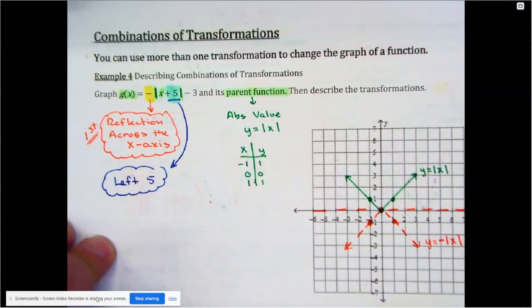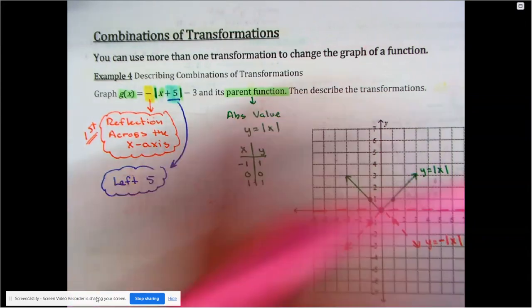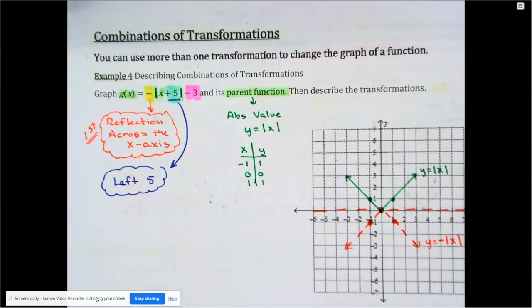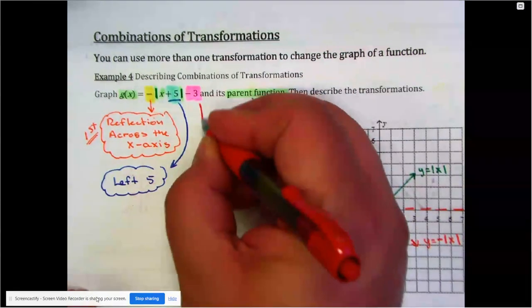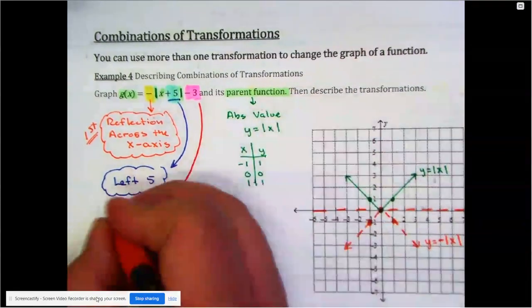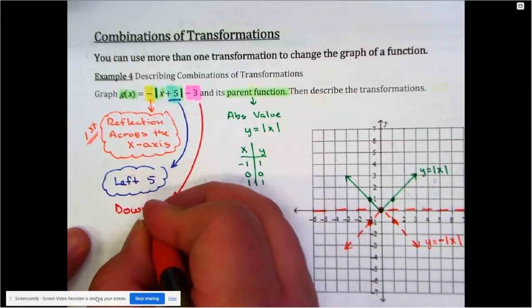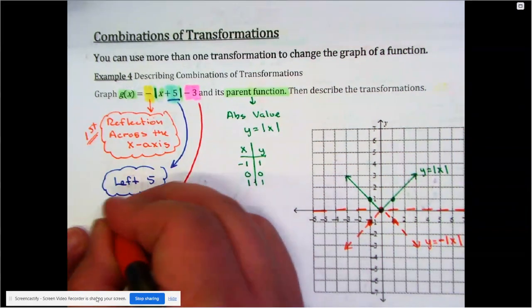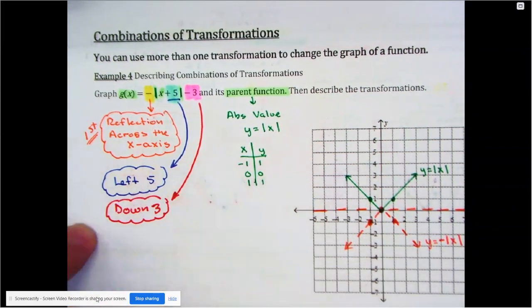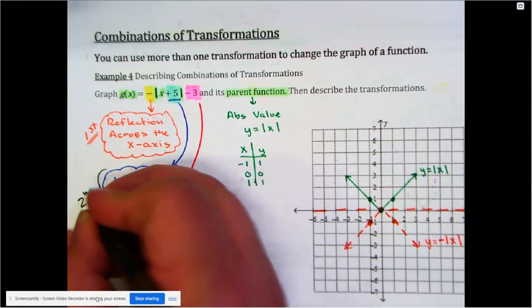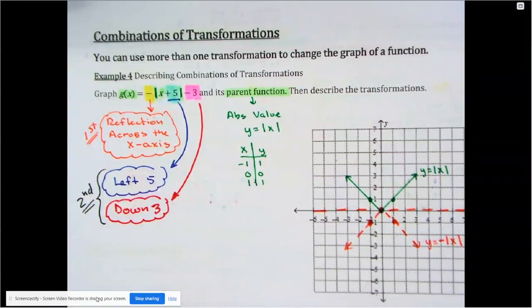And then we have this 3. Looking at this 3 over here, yes, it's on the outside. It's not inside the absolute value. So because it's on the outside, this is telling me that I'm going to move every single point I have. I'm going to translate it down 3 spaces. Now, these 2 moves I can do together. It's very easy to do these 2 moves together. So we're definitely going to do that. So I'm going to handle this as my second phase of the problem.